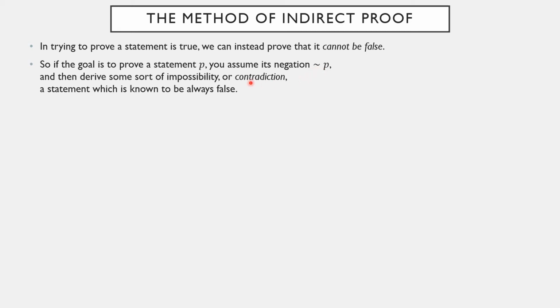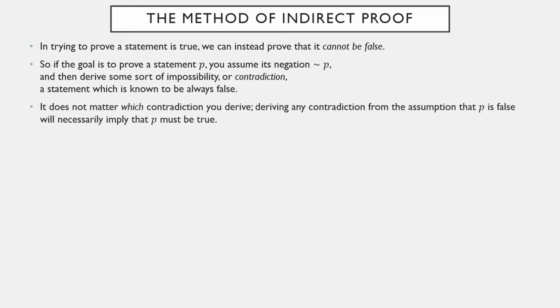Then what you do is derive some sort of contradiction, a statement that must be false. So if assuming the negation of your assertion, P, leads to a contradiction, then the negation of P can't have been true. In other words, P cannot be false. If P can't be false, it must be true. Okay? It doesn't actually matter which contradiction you derive. If you derive any contradiction at all from the starting assumption that P is false, that will itself necessarily imply that P had to be true. If it can't be false, it must be true. That's the basic summary of indirect proof. Assume what you wanted to be true is actually false and derive some sort of contradiction.